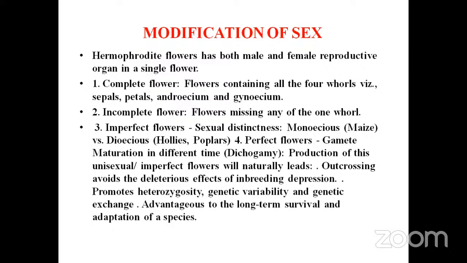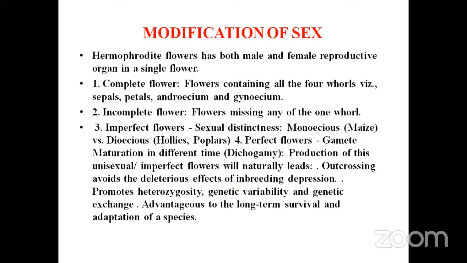Complete flower means a flower containing all four whorls: sepals, the first whorl, then the second ring, petals, androecium and gynoecium. If all the sets are present in the flower, that is complete. The second one, incomplete, means this flower is missing any one. Maybe the calyx is missing, maybe the corolla, maybe the gynoecium, maybe the androecium.